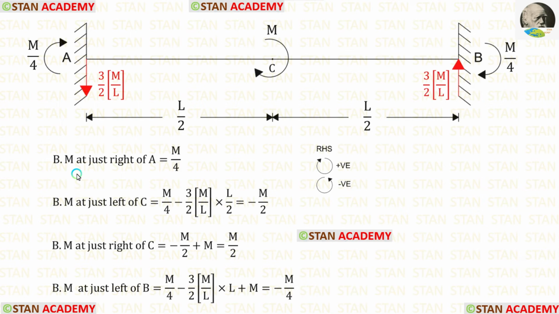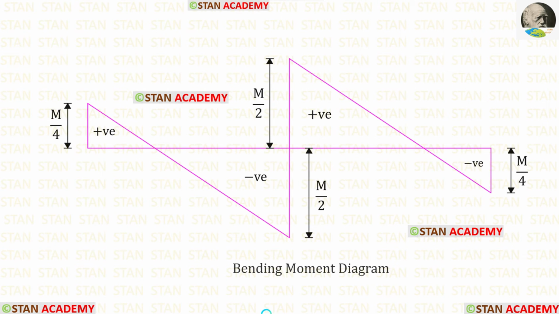Now we are going to draw the bending moment diagram. Before that, let us find the bending moment values. I am going to find the values from the point A towards the point B. In this case, I am moving towards right hand side. Clockwise will be positive and anti-clockwise will be negative. Using the bending moment values, we can make the bending moment diagram.